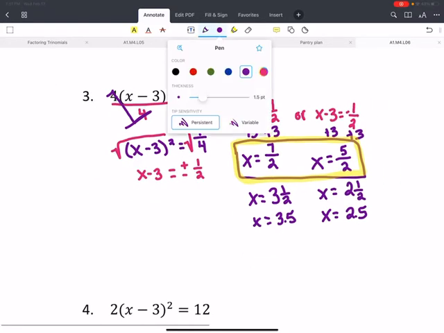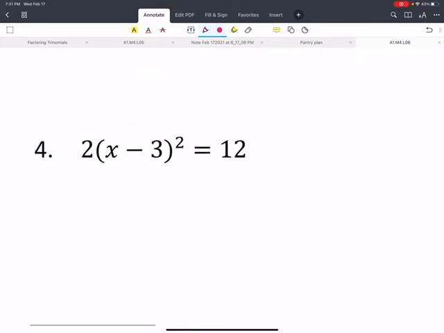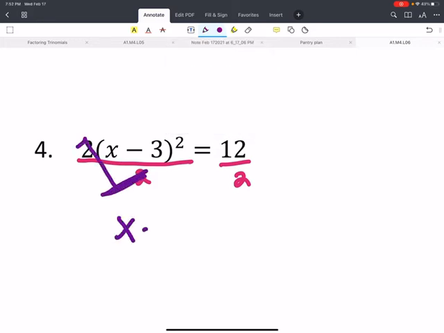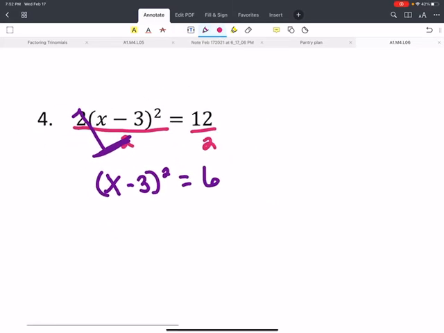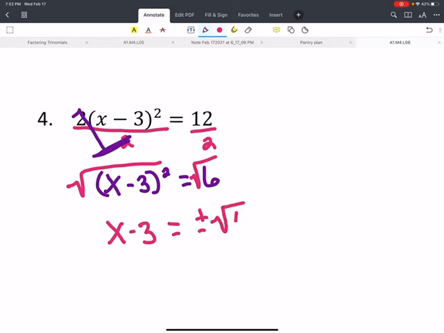Okay, let's try number 4. Okay, again on number 4, the first thing that I can see that I can do is divide both sides by 2. And when I do that, 2 divided by 2 just becomes a big 1. It leaves me with (x minus 3) squared equals 6. Again, the only option I have here is to take the square root of the left side. If I do it to the left side, I have to do the same thing to the right side. That gives me x minus 3 equals plus or minus the square root of 6.